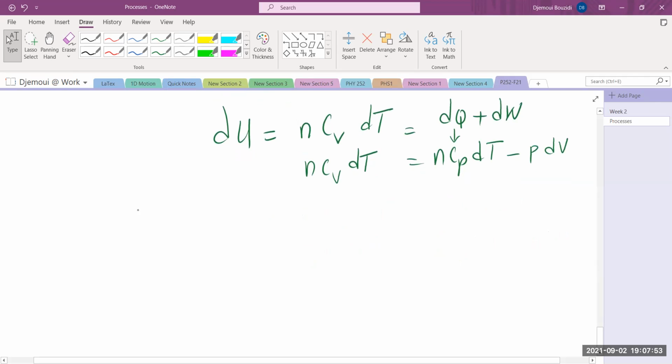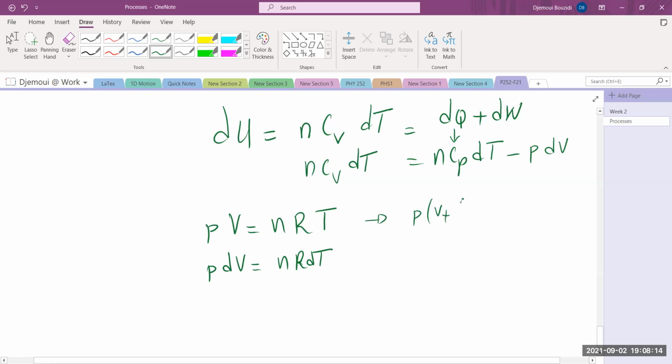Let me go back to PV equals nRT, because I know that's true all the time. Since the only thing that changes in here is the volume, during this change from the initial to the final, this gives me P dV equals nR dT. Think of it this way: P(V plus dV) equals nR(T plus dT), and subtract these two expressions because I know PV equals nRT, so this cancels from this side, and I will end up with this expression. This is differential form, okay?